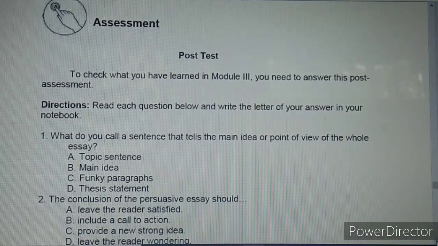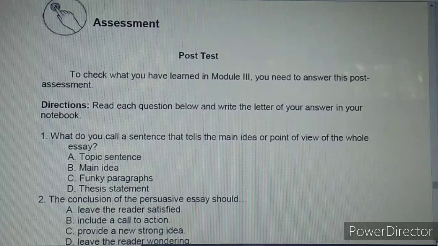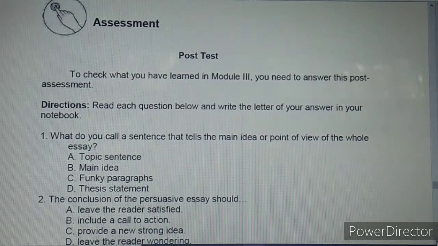Number 1. What do you call a sentence that tells the main idea or point of view of the whole essay? A. Topic sentence. B. Main idea. C. Funky paragraphs. Or D. Thesis statement. The correct answer for number 1 is letter D.